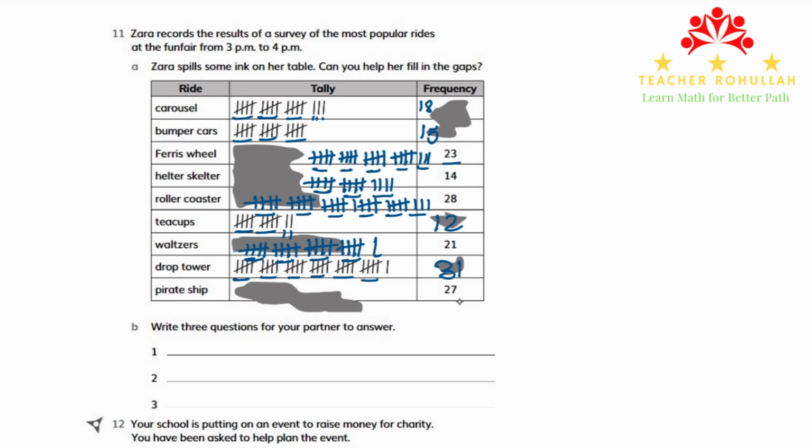And the last one also, we have the frequency, but we don't have the tally marks. We can draw the tally marks to show 27. So 1, 2, 3, 4, 5, in groups of five: 5, 10, 15, 20, 25, 26, 27. 5, 10, 15, 20, 25, and 27.